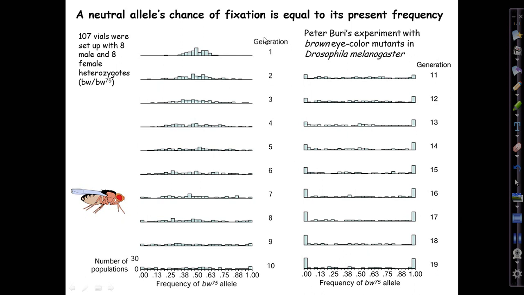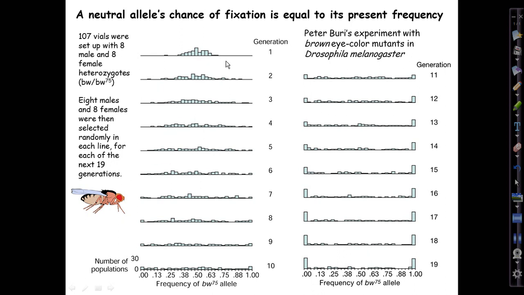Generation 0, which we don't see, is the one where everybody is a heterozygote, and so the allele frequency distribution is just a spike here in the middle at a frequency of 0.5, and then the next 19 generations: 1, 2, 3, 4, and so on. Every generation, he randomly selected 8 males and 8 females produced in the previous generation and established a new vial with them, and then just rinse and repeat for 19 cycles.